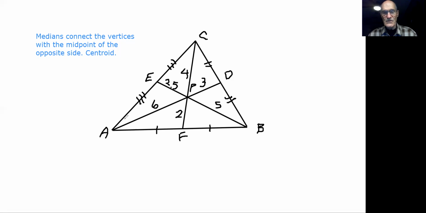The incenter is created by the angle bisectors. And here we have the centroid, which is created using the midpoints. Now, the one final thing we have, I'll go ahead and erase this.